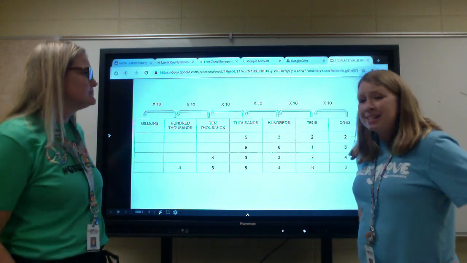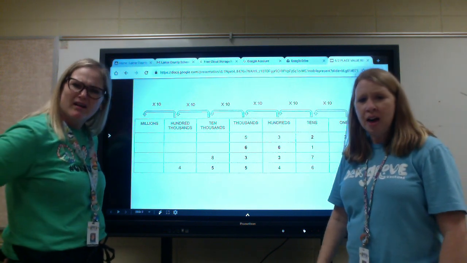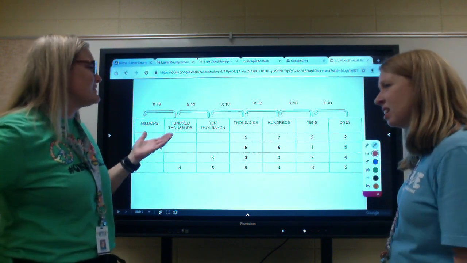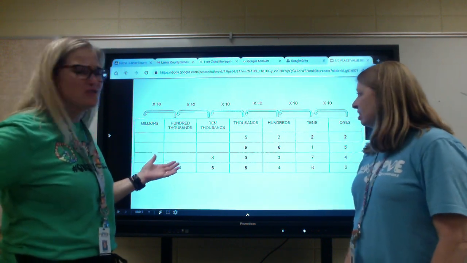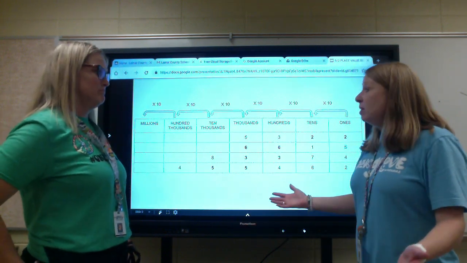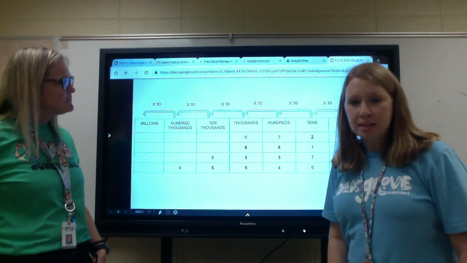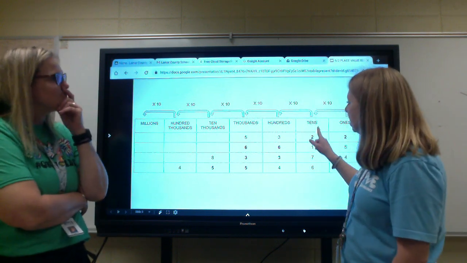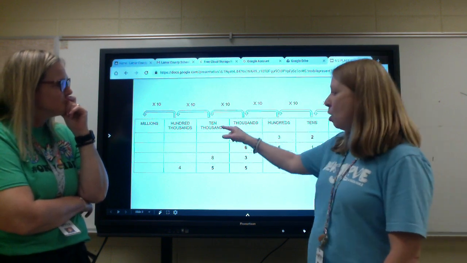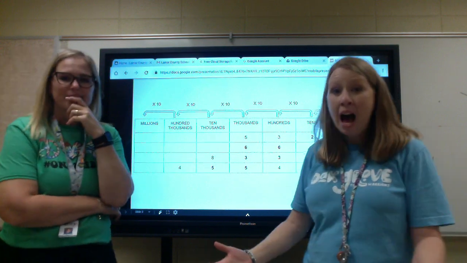Each one of these columns has a relationship with the other. Did you know that? You mean like the tens are related to the hundreds and the hundreds are related to the thousands? They are all related because when I go from ones to tens, I increase by times 10. If I go from tens to hundreds, I increase by times 10. And it keeps going. So from one place value to the next, we increase by times 10.